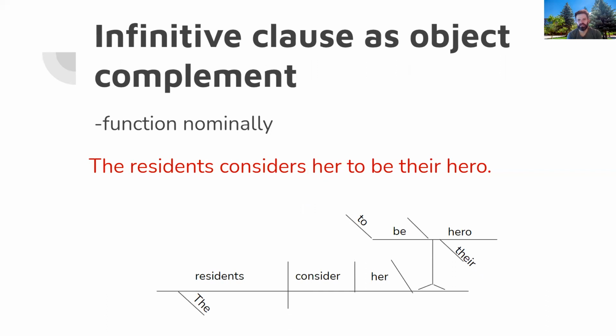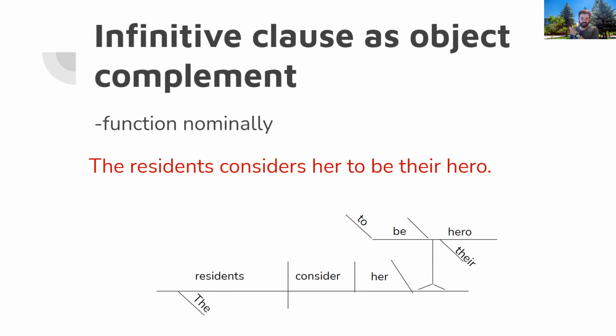Here's another way of thinking at the same kind of thing. This is instead thinking of the infinitive clause as an object complement. So here it's still functioning nominally, but you can see there's a slight difference here. So "the residents consider, sorry, that should be no S on consider, her to be their hero." So we have the residents consider something, or they consider her something.